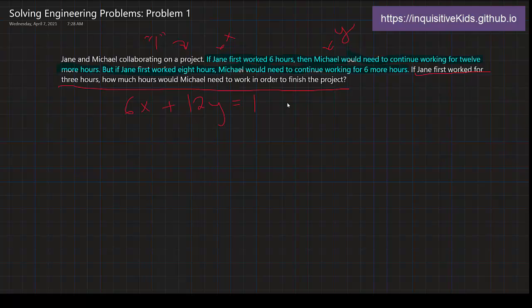Now I want you to pause the video and, just like what I just did, write the equivalent equation for the second section that we've highlighted. What did you write? If you got 8x plus 6y equals 1, then you were correct. Now we have these two equations. What are we going to do with them?